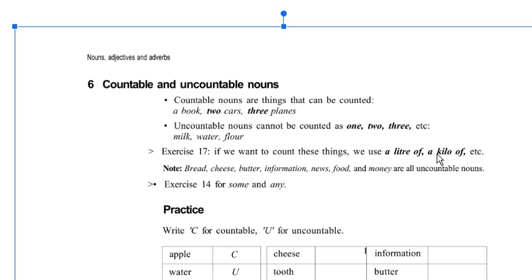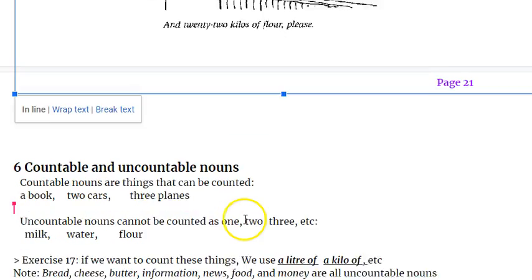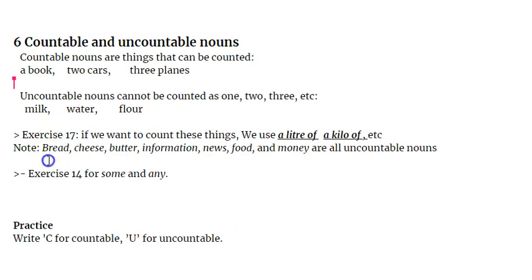And there is a note again. Remember that when it comes to bread, cheese, butter, information, news, food, and money, they are uncountable nouns. You cannot say, I need one bread. You can just say, give me a loaf of bread. Alright, maybe you can try to proceed to page 21.